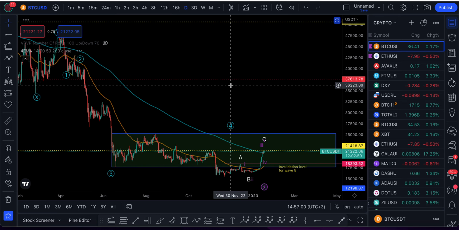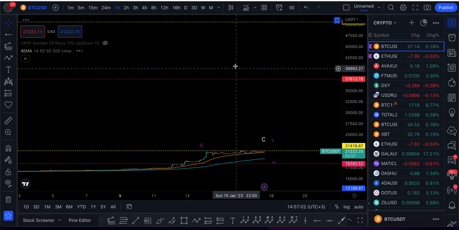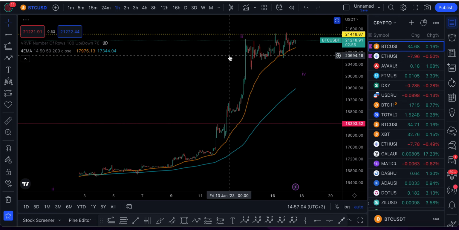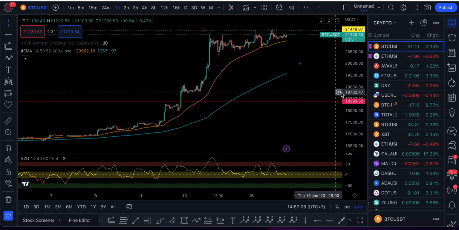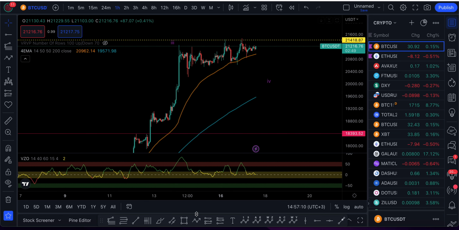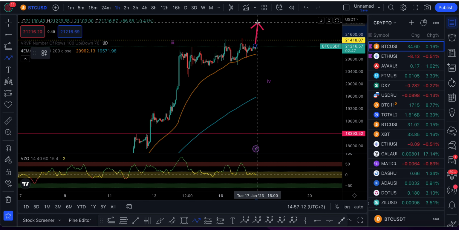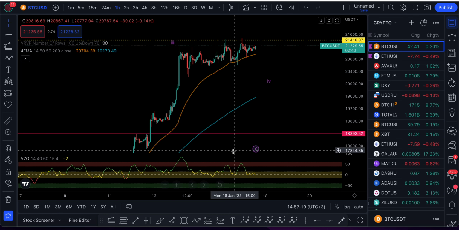Sorry, I forgot to show you one important thing on BTC, which is on the 1 hour time frame. So I said we're expecting a move to the upside for that fifth wave, right? But from there, I'm still expecting some pullback. And I want us to notice the following.